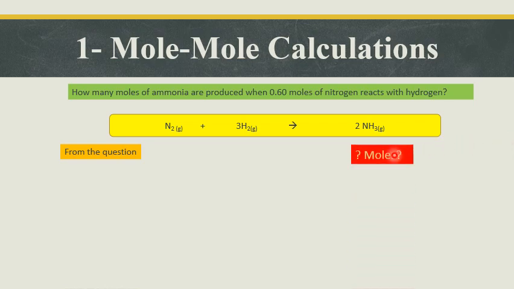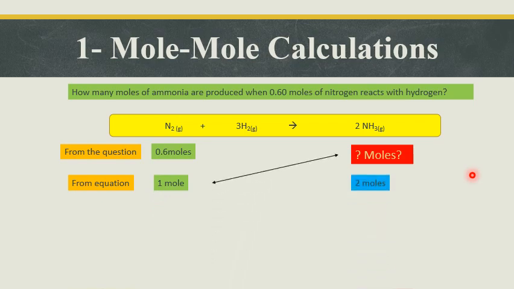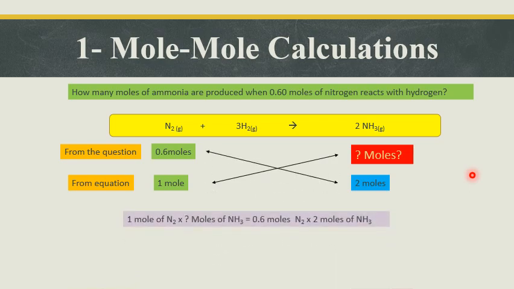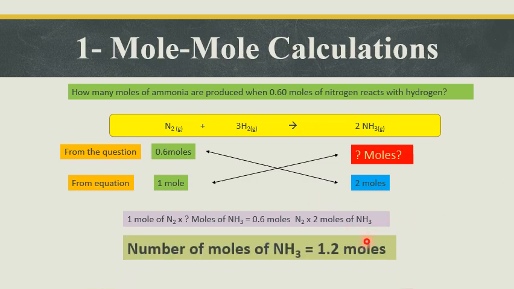They are asking for the number of moles of ammonia, and I will write what is given, which is 0.6 moles of nitrogen. And from the equation, I will write how many moles of nitrogen are in the balanced chemical equation, which is nothing but 1 mole here. And I have 2 moles of ammonia. And then I will just cross multiply. So 1 mole of nitrogen times how many moles of ammonia will equal 0.6 moles of nitrogen times 2 moles of ammonia. And when you simplify, you can get that answer.